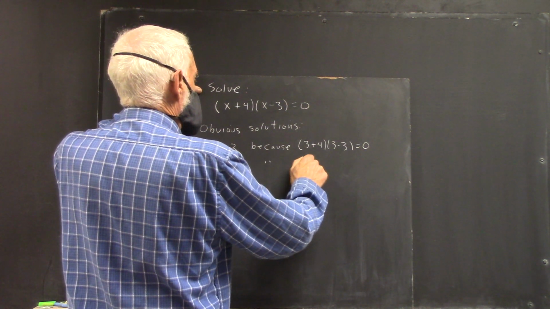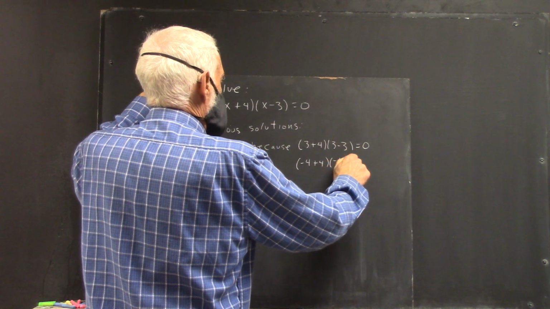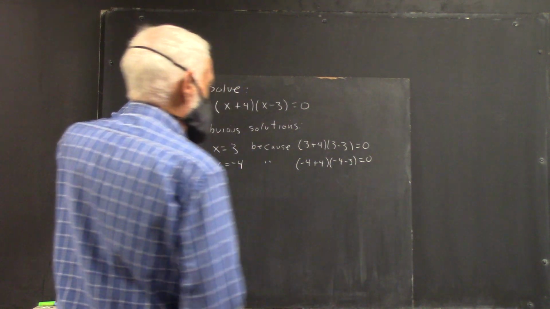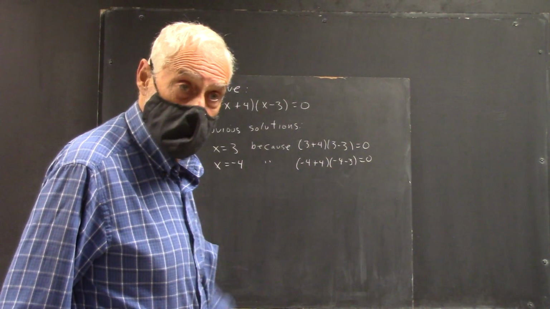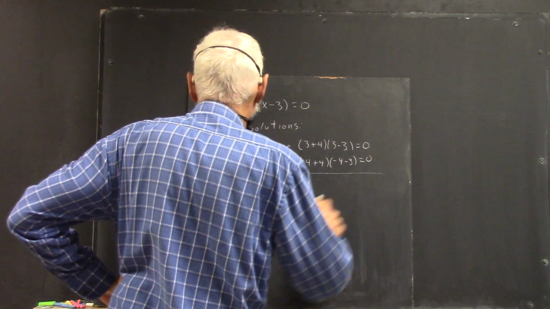And negative 4, because negative 4 plus 4 times negative 4 minus 3 equals 0. Again, because this is 0, and when you multiply by whatever this is, you're going to get 0. Okay, a more formal method.